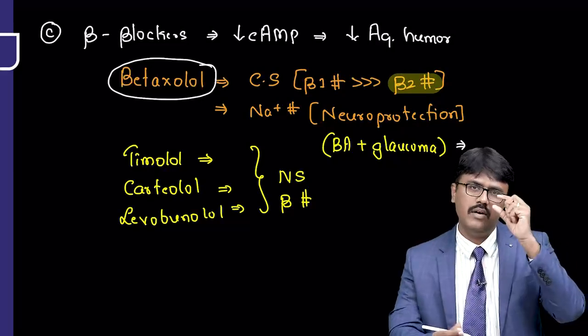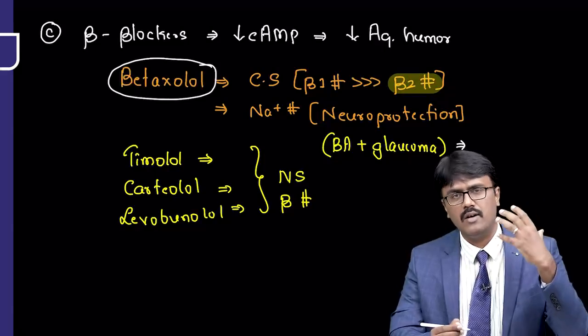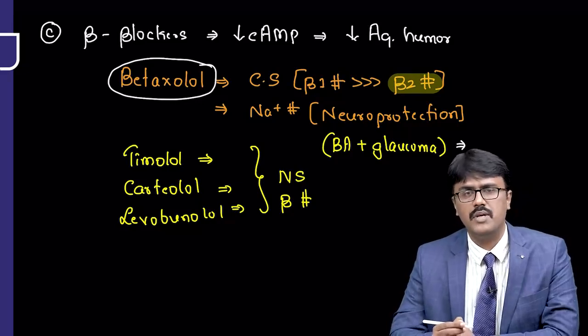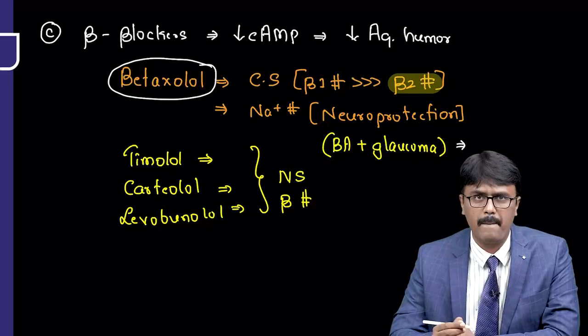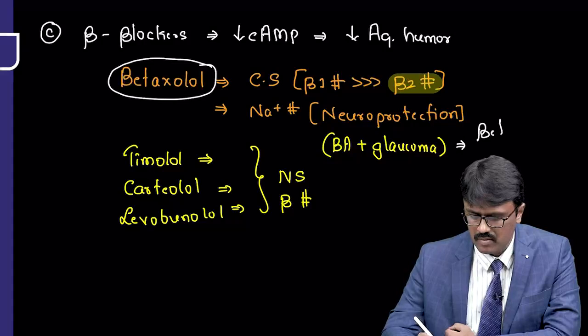Sir, when we put an eye drop, will that go systemically absorbed? Yes, the drug can also get systemically absorbed when you put it as eye drops. So there is a risk the patient may get bronchoconstriction. So asthma plus glaucoma, the preferred one is betaxolol.